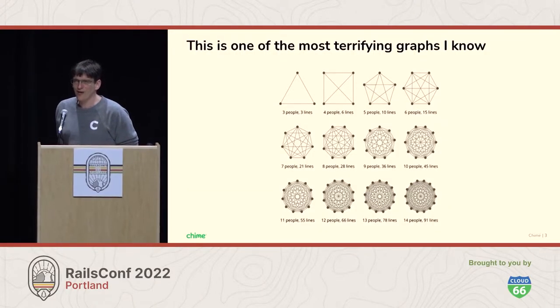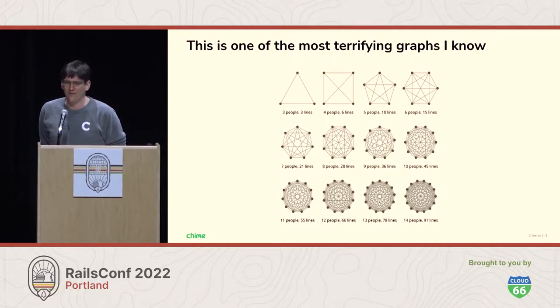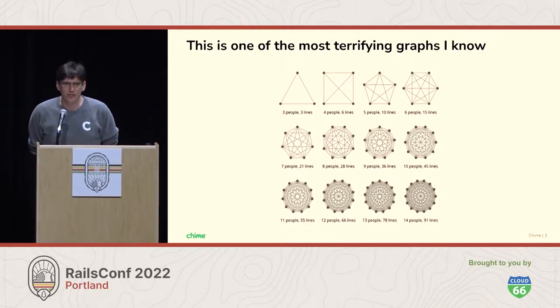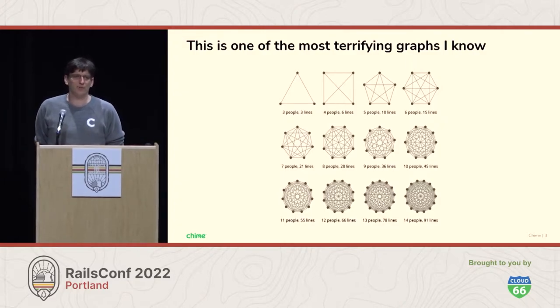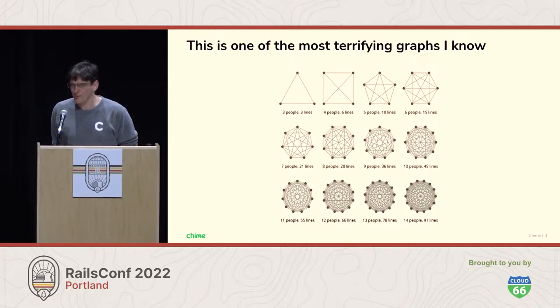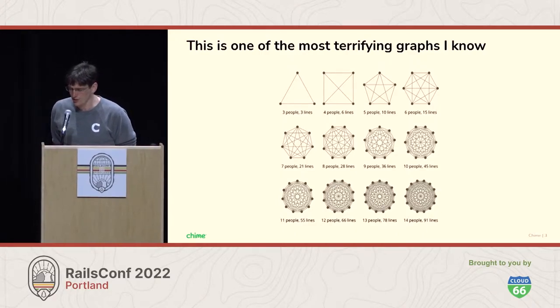This is just a very abstract sort of network graph. You can think of the vertices of this as people for our purposes, but you can also think of them as systems. What this shows is that your amount of possible communication paths goes up super linearly as your team grows. You start off with three people, and there are three potential lines of communication. By the time you get to 14 people, there are 91 potential lines of communication.